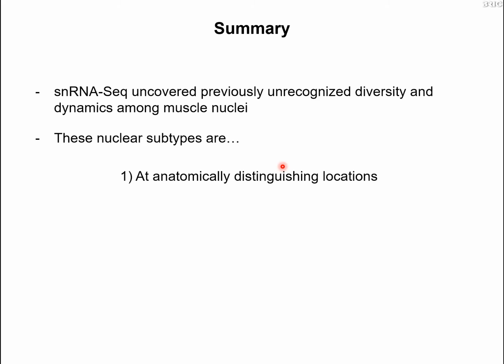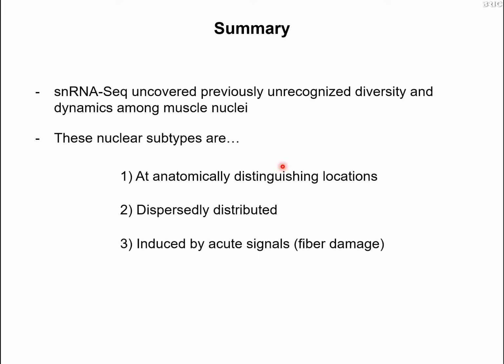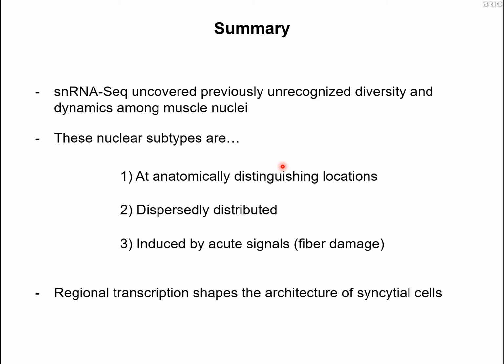And as I have shown you with the example of Riam-positive nuclei, some of these nuclear subtypes are more dispersedly located throughout the myofiber, without any clear positional preference. And also, as I have shown you, in the MDX analysis, some of these nuclear subtypes appear to be induced by local and acute signals such as damage on the myofiber. And collectively, these results show how regional transcription shapes the architecture of syncytial cells, and I believe that this will open up a lot of exciting possibilities in the future.